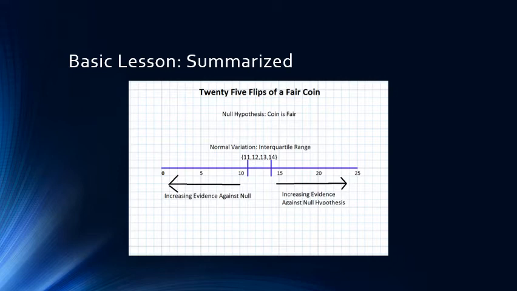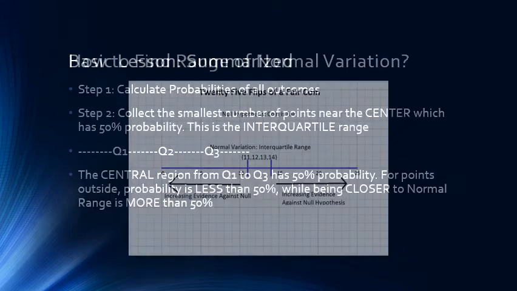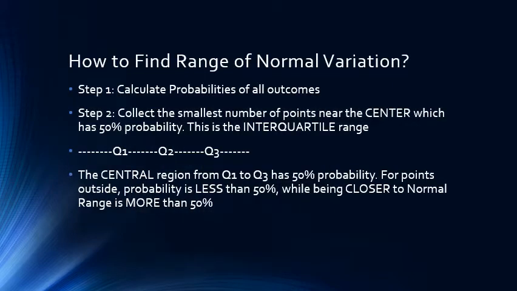So basically, this is the general picture, and one thing that needs to be added is that we are going to try to measure how strong the evidence is against the null hypothesis of the fair coin. To implement this program, we need to know how to calculate the range of normal variation for a fair coin. The first step is to calculate the probabilities of the outcomes. How many heads do you get, and what is the probability of getting that many heads? We will discuss this later.